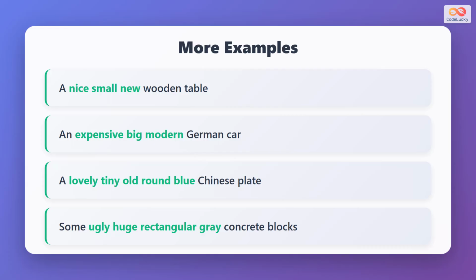Here are more examples to help you practice. A nice, small, new wooden table. An expensive, big, modern German car. A lovely, tiny, old, round, blue Chinese plate. And some ugly, huge, rectangular, gray concrete blocks. Notice how each sentence follows the same adjective order pattern we learned.